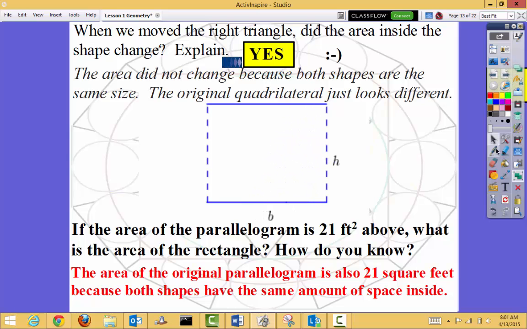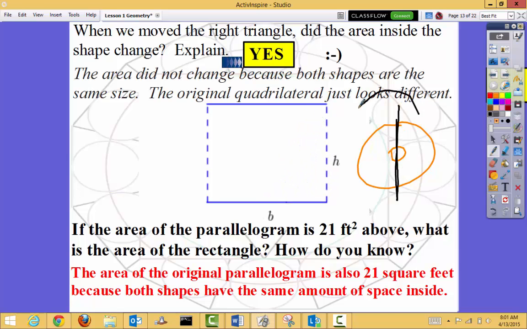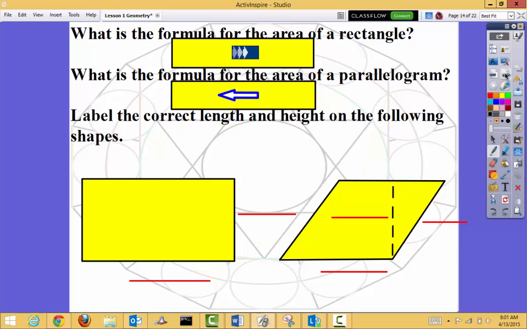So it's like you take a donut. If you cut that donut in half and move this half to the other side, am I still going to have a whole donut? Yes, I am. It's just going to be cut in half. All right, let's go to our next slide.